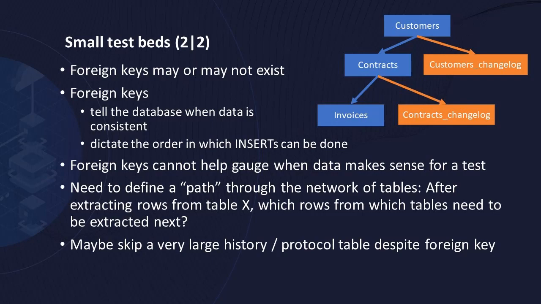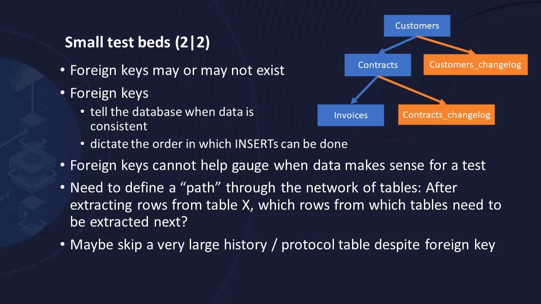I need the rows from invoices, but I don't care about the rows from contract changelog, and it would be faster and more space efficient if I could skip that table. In a big application, those tables that keep track of changes can become very large, so why waste time copying a million rows from that table if I'm not going to use them?